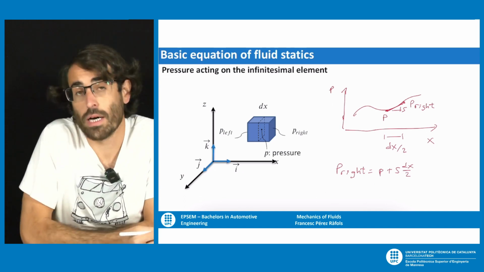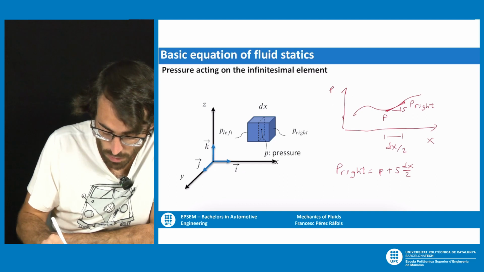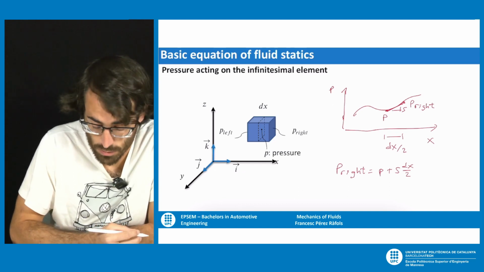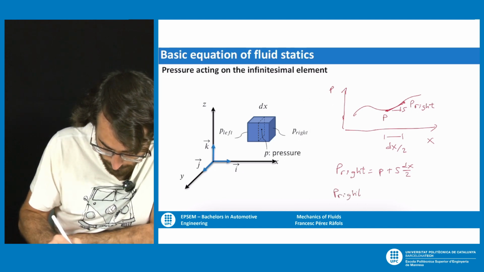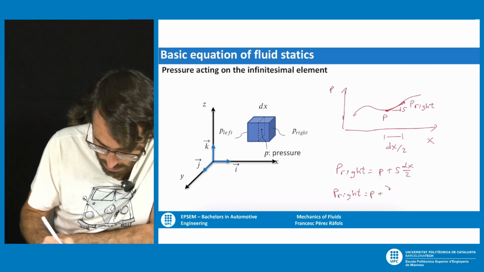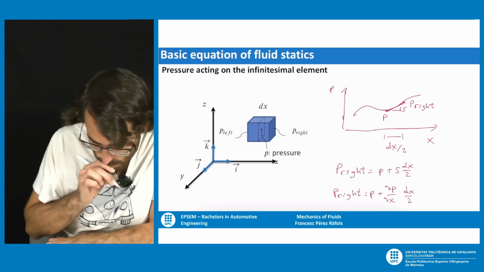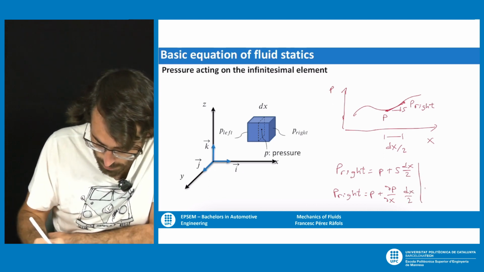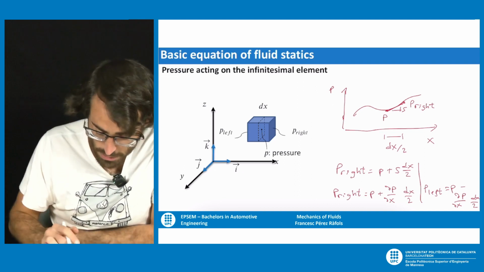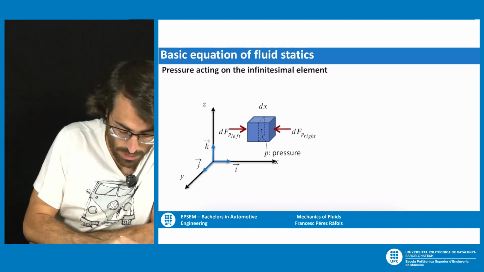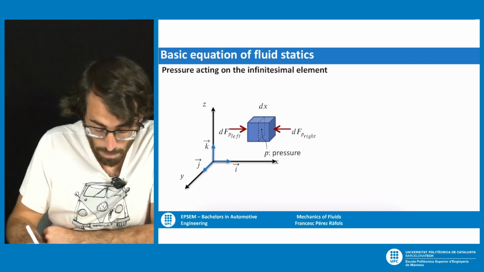Now this s, what can it be? Well, if this is close enough, this line would be equal to the tangent line at P, so to the derivative. Therefore we can write P right is equal to P plus the derivative of P with respect to x, times dx over 2. And the same we can write for P left, which will be equal to P, and now minus dP/dx times dx over 2. With that, we have the pressure at each end, so we can go and compute the forces.